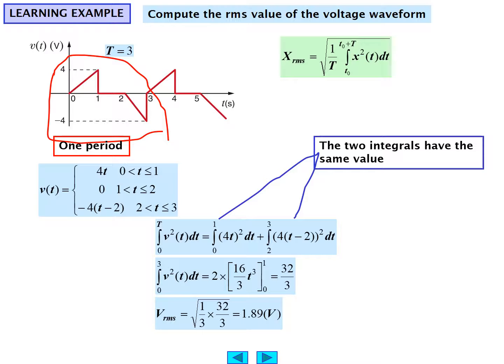So VRMS then, by this particular calculation, we know the period is 3, so it's the square root of 1 over T times what we just calculated under the integral squared, which is 32 over 3. So 1/3 of 32 over 3, and we get 1.89 volts as the RMS value. And it's also reasonable because it's within the range. We didn't end up with a number in the thousands of volts. It's within the range, so certainly a reasonable number for that graphical representation.